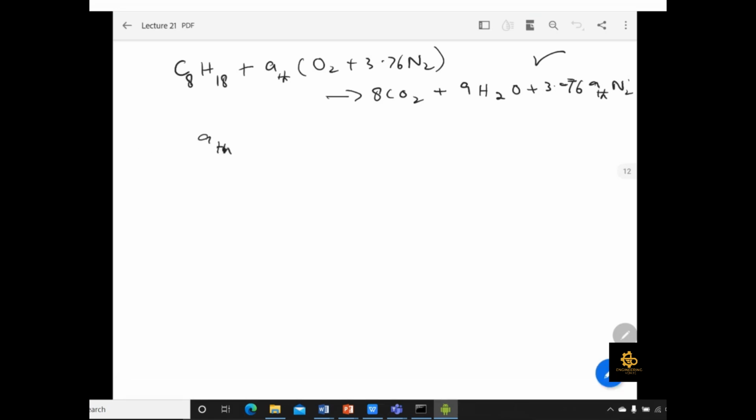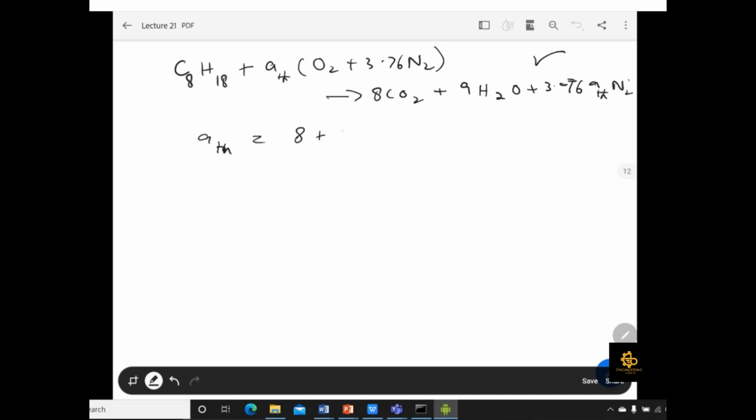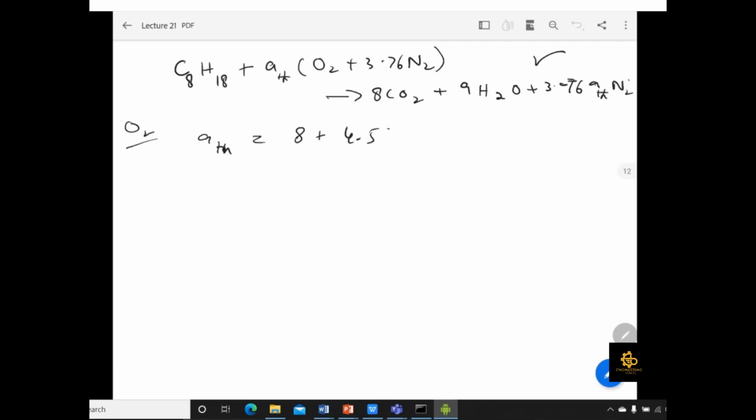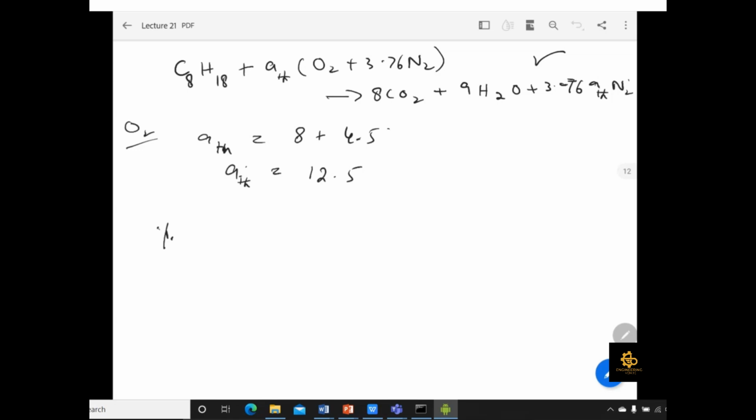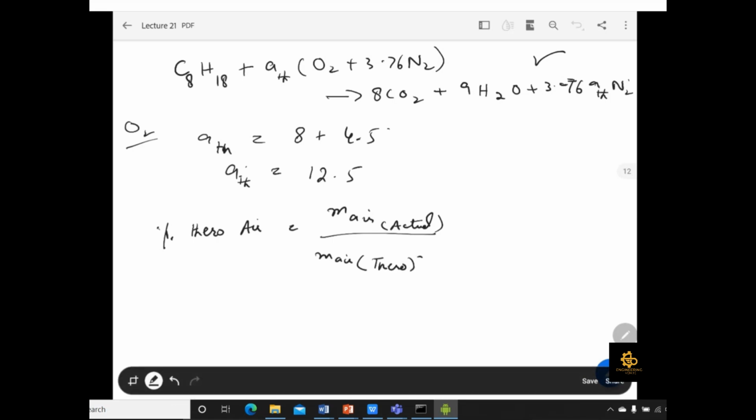So here you first have to find the stoichiometric coefficient, which is 8 plus, okay, so you just have to balance it. It will be 8 plus 4.5 by doing the O2 balance, which is equal to 12.5. So here we can easily find the percentage of theoretical air. I can just write the percentage theoretical air, which is equal to mass of air actual over mass of air theoretical. The mass of air actual comes from the previous equation, which we already developed in the previous slide.